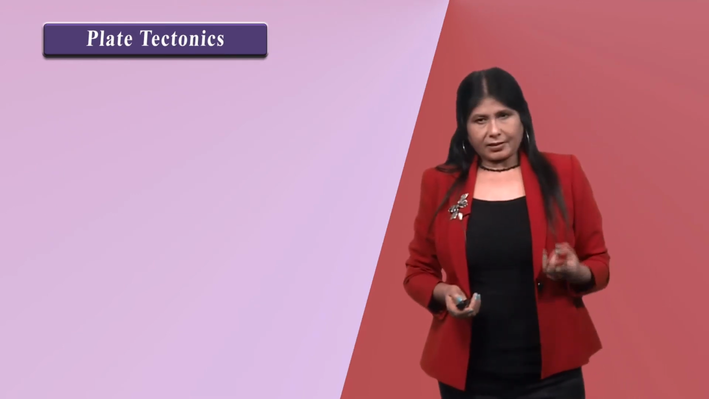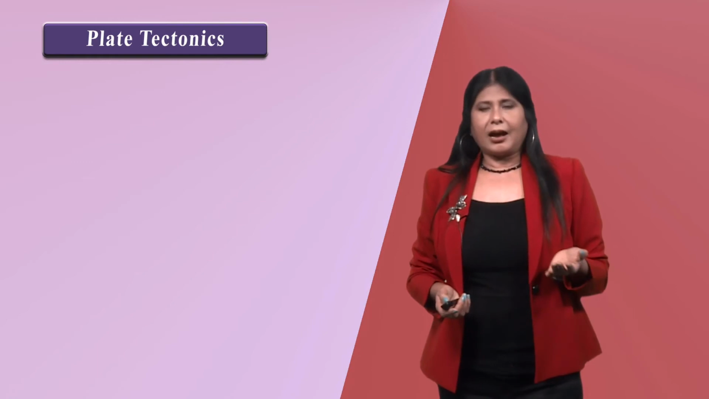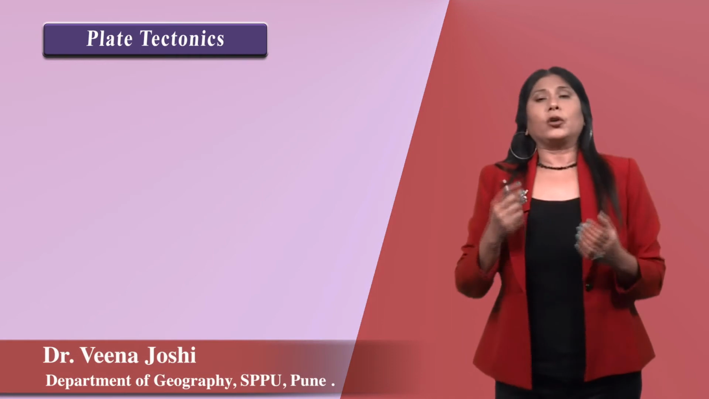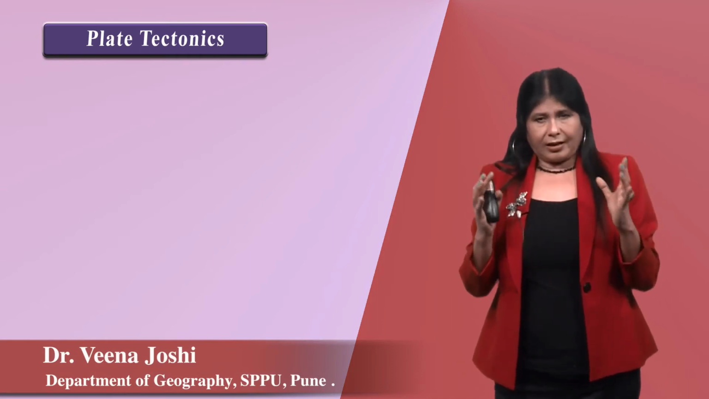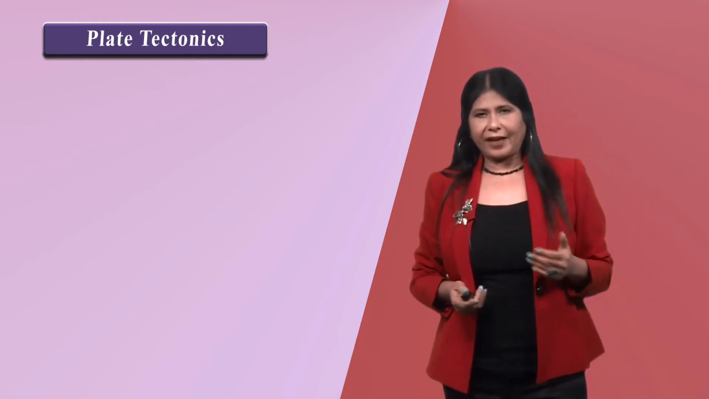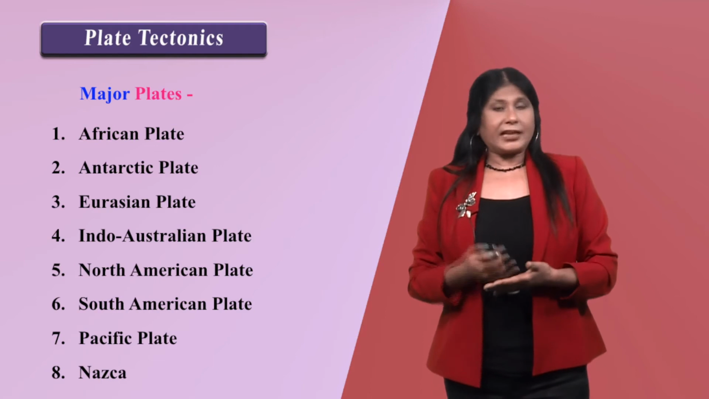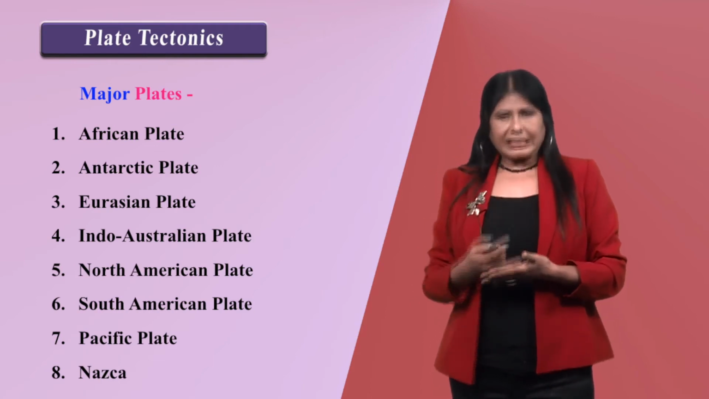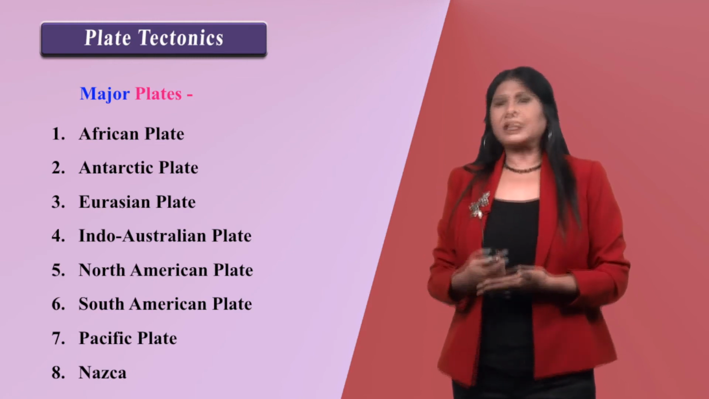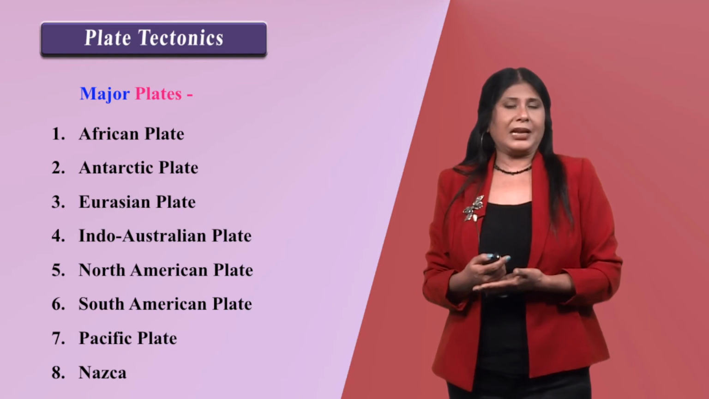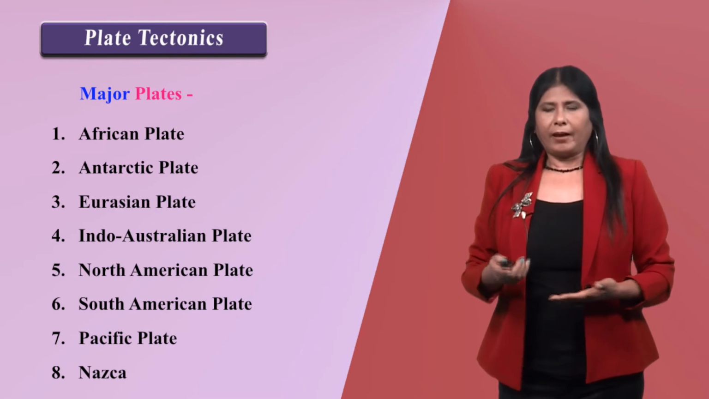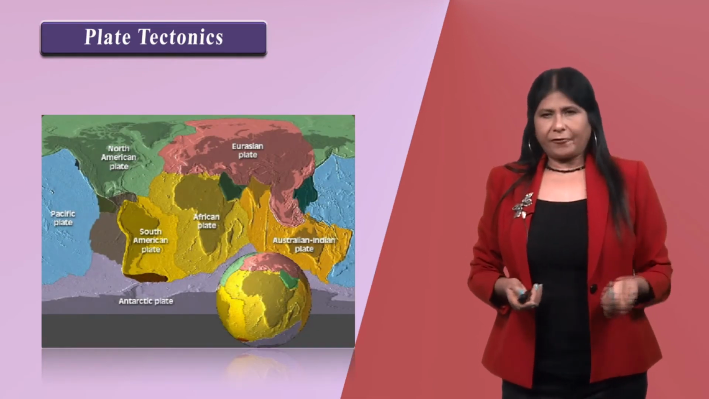There are two types of plate. One is the continental plate and the other is the oceanic plate. The continental plates are very thick, and oceanic plates are thinner. These are the names that we have. The major plates are the African plate, Antarctic plate, Eurasian plate, Indo-Australian plate, North American plate, South American plate, Pacific plate, and the Nazca plate. These are the pictures that we have.